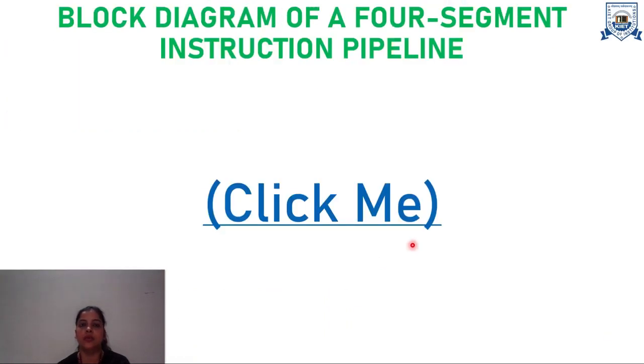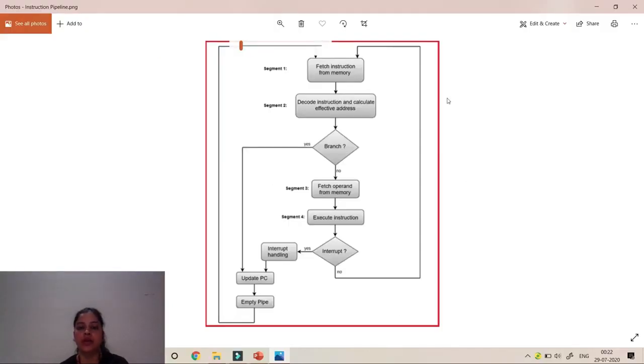Let's have a look at the block diagram of the 4-segment instruction pipeline. Here we have 4 segments: segment 1, segment 2, segment 3 and segment 4. As I told you earlier about the different steps, in segment 1 we need to fetch the instruction from the memory, and then in segment 2 the decoding and the calculation of the effective address take place. After which we need to check whether the branching condition exists or not.